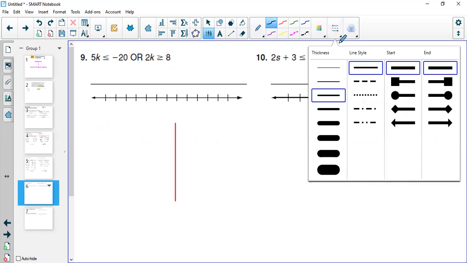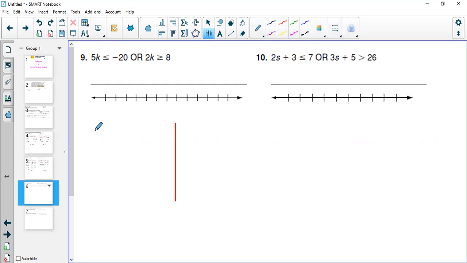Right, so the first inequality is 5k is less than or equal to -20, and the next inequality is 2k is greater or equal to 8. So this is going to be k is less than or equal to -20 divided by 5, which means k is lesser or equal to -4, and this is going to be k is greater or equal to 8 divided by 2, and k is greater or equal to 4.